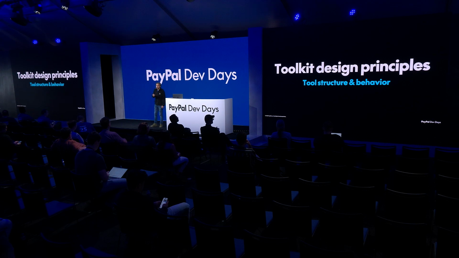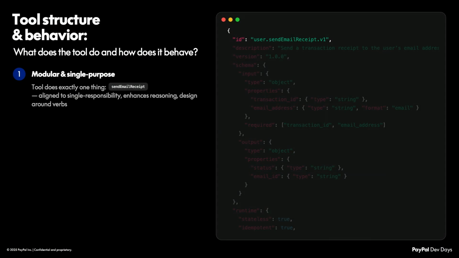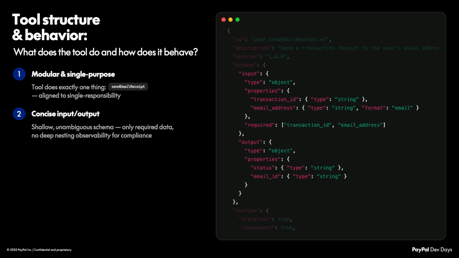So after we address the question about the toolkit itself, now we want to know what does the tool do and how does it really behave. So what are some of the constructs there as we are defining these? One is modularity and single purpose, right? The tool should be doing exactly one thing. So this is also where we want to have a single point of reference for tools and not necessarily have multiple tools that have multiple verbs associated with it. For example, I could say something like send receipt and validate email. Now, these are two different verbs, and we want to make sure that this is structured formally in a modular format and a single-purpose way. So design around verbs there.